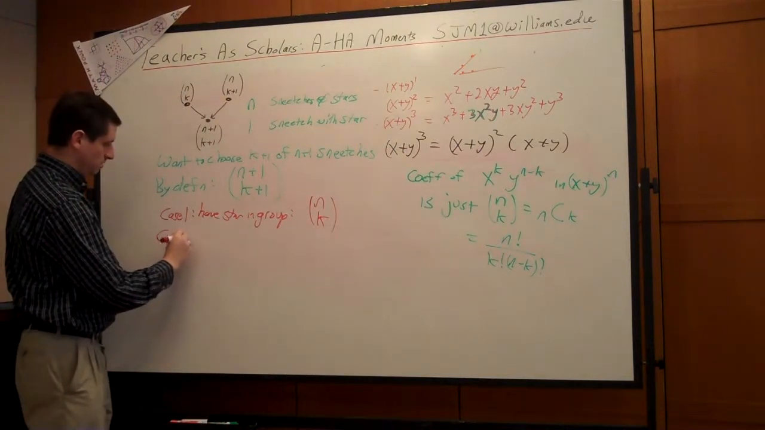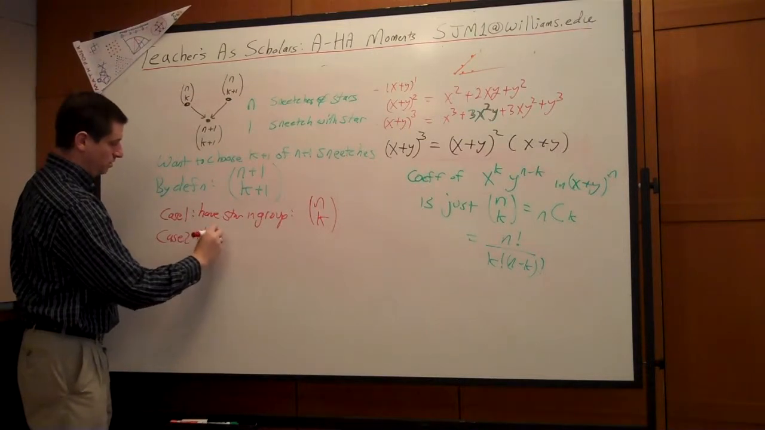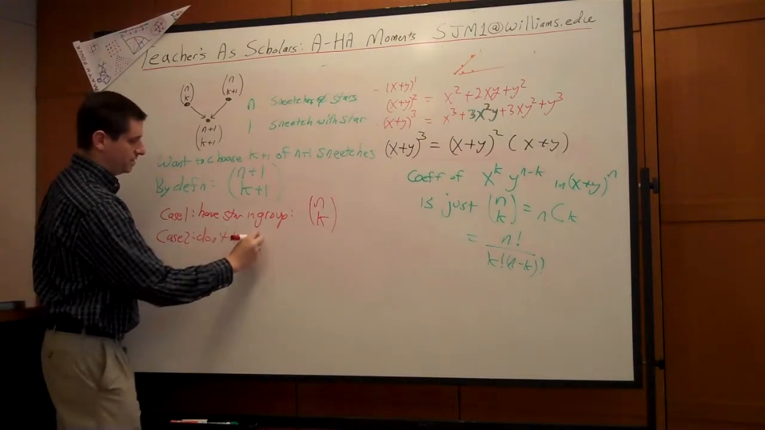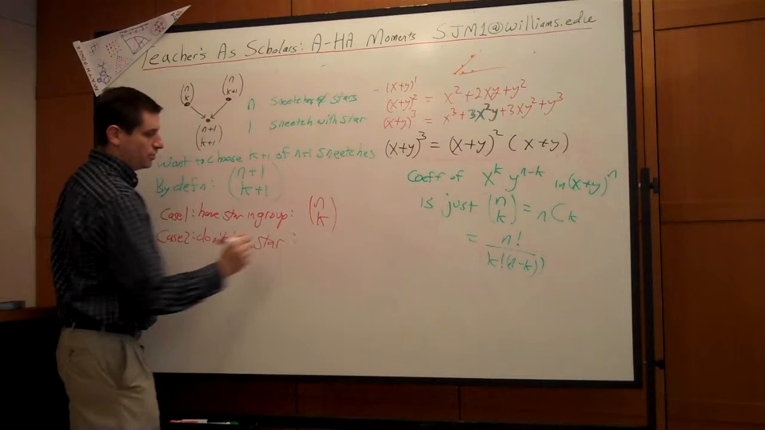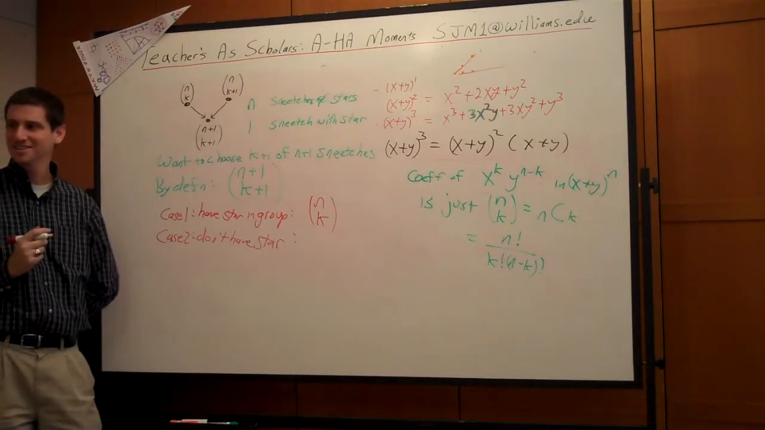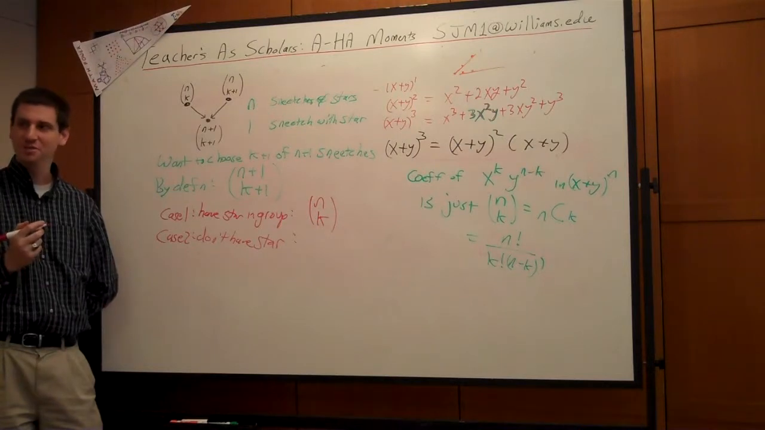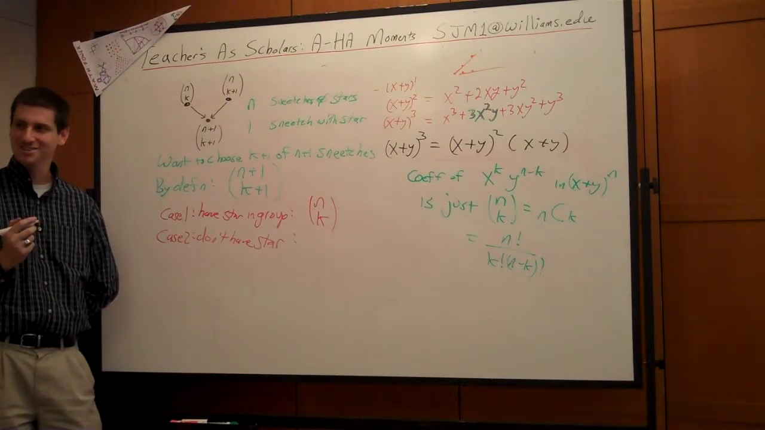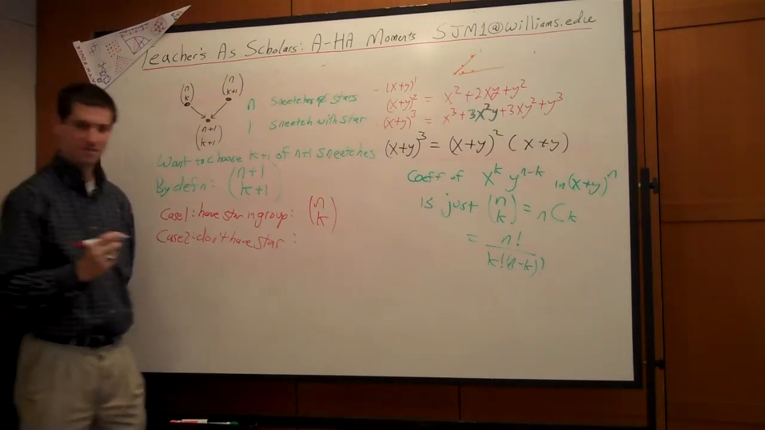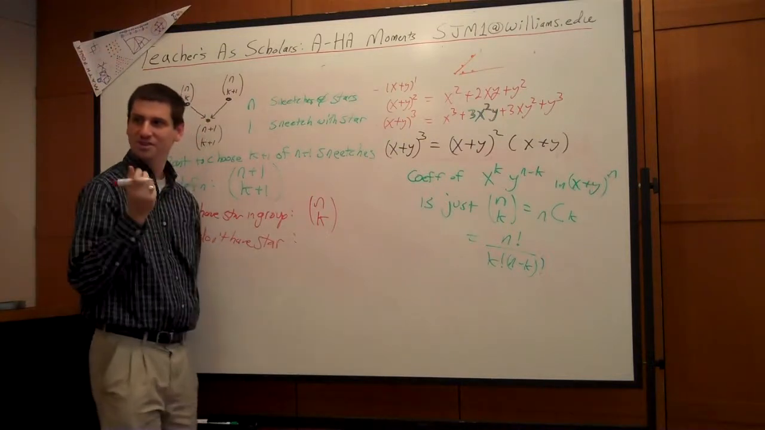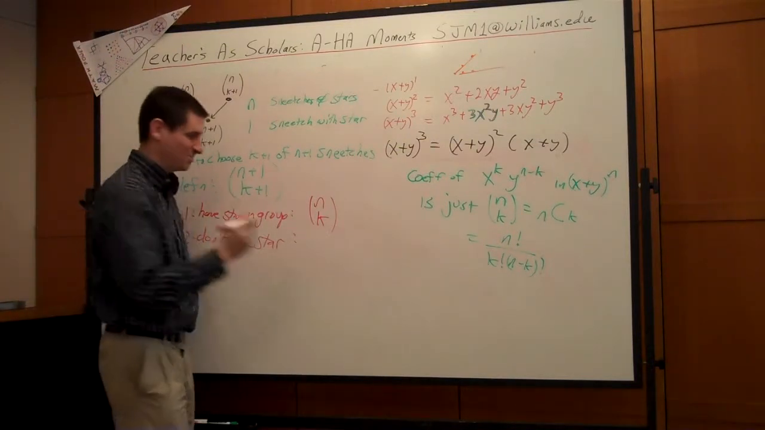Case 2. I don't have the star. So how many Sneetches do I need? And how many are available? N. So how many ways are there to do that? Other way around. N choose k plus 1.